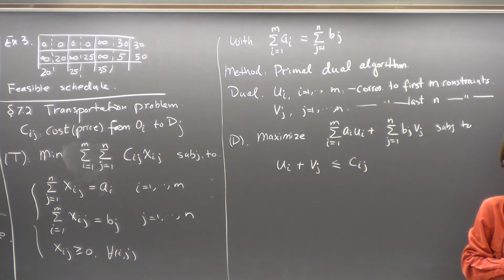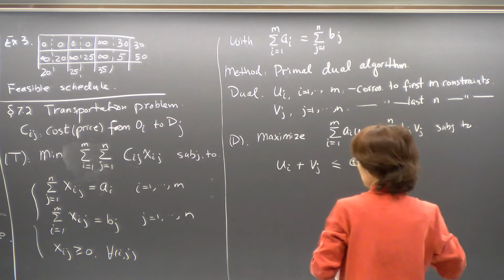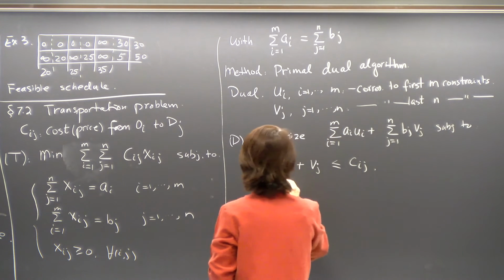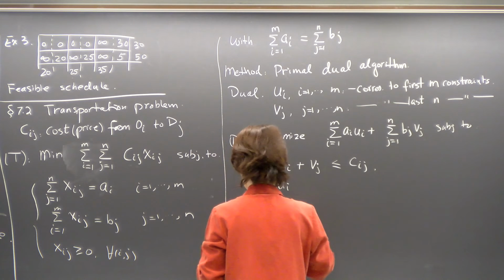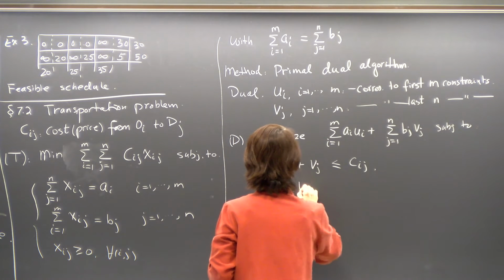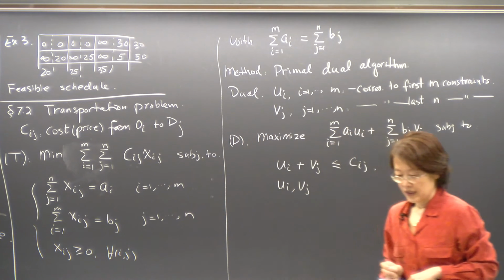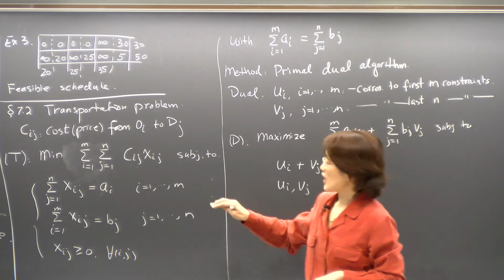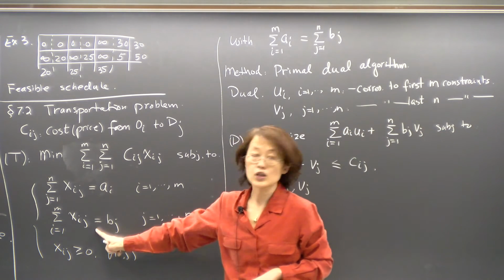Is that clear? Okay, that's just to write up these constraints. And of course ui and vj, they come from constraints with equal sign.